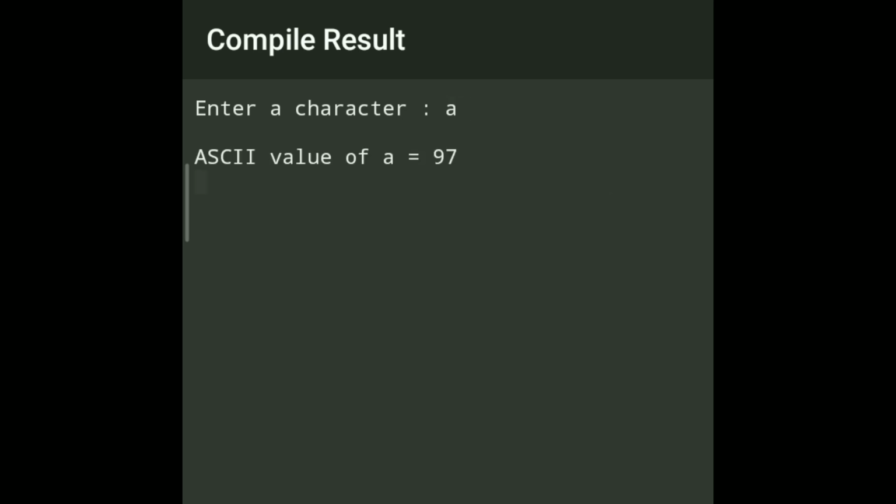So provide one character, a. So you will see here it's written, the value of a is 97. Just using this code you can convert any character value to ASCII.